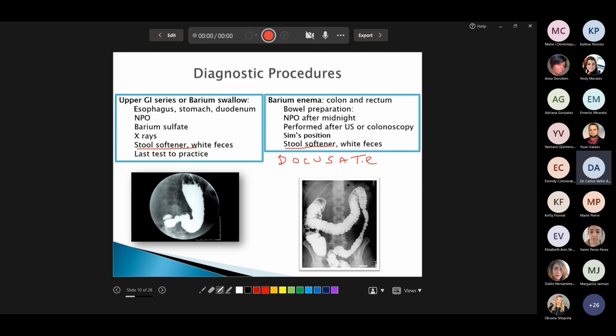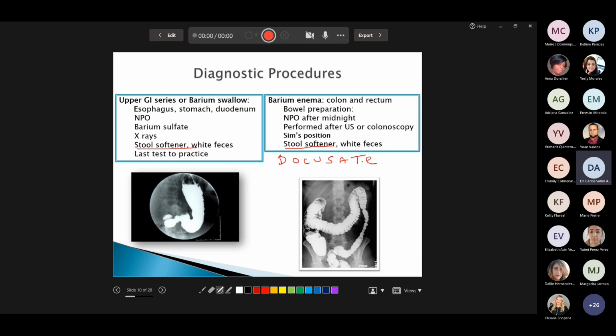It's safe. Can be taken by pregnant women. It is not a laxative. Doesn't produce diarrhea. Doesn't dehydrate. It just makes the stool soft. This way, if you have a myocardial infarction or a brain hemorrhage, you don't need to strain. Or if you have hemorrhoids, you don't traumatize your hemorrhoid.